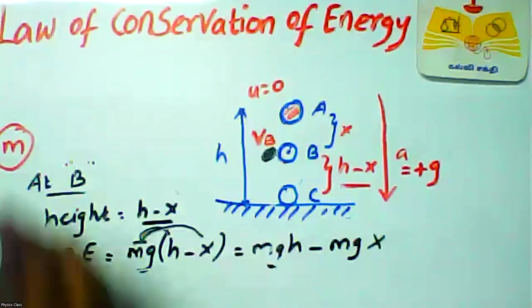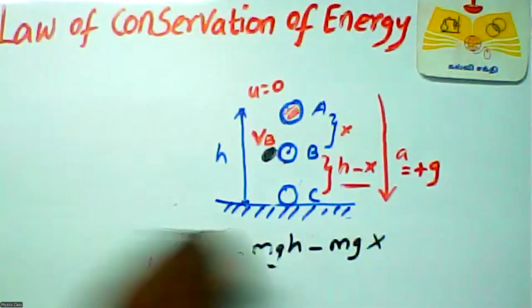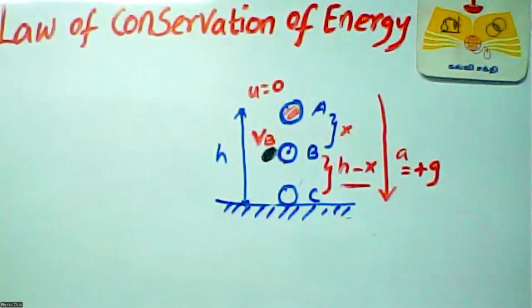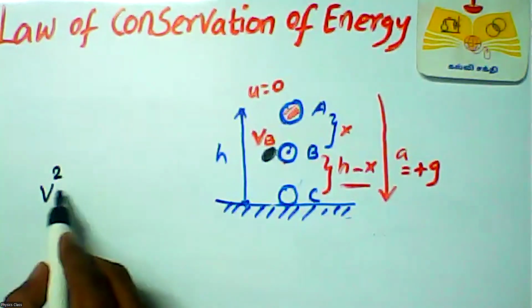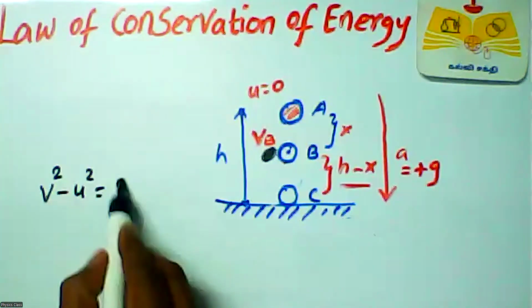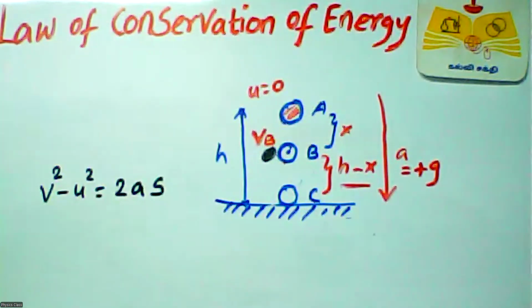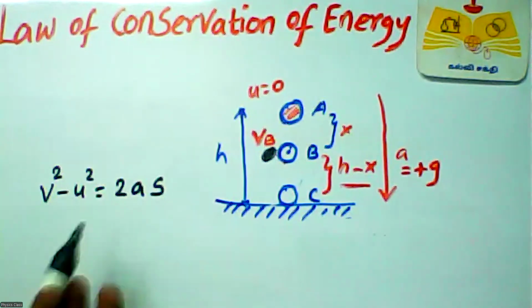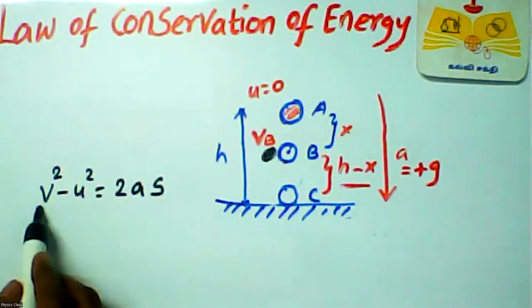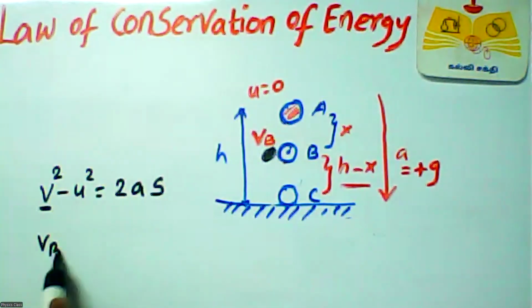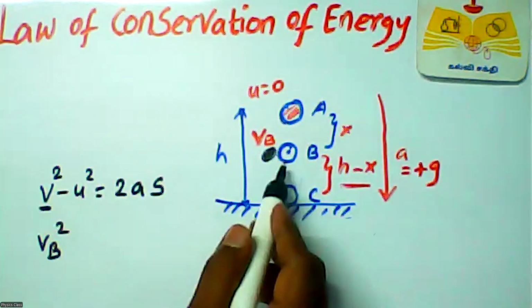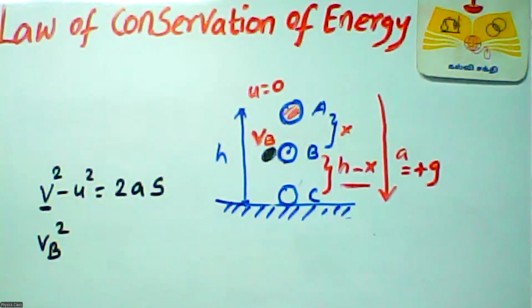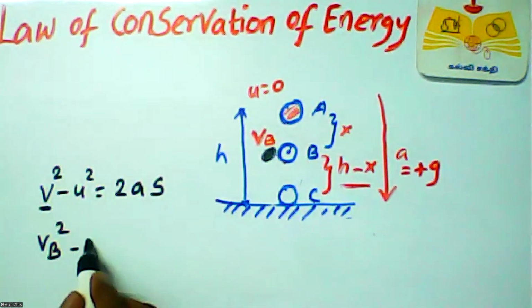In your ninth class, you may have studied the equations of motion. That formula is V square minus U square equals 2AS. You can remember the equation of motion. In this case, V is equal to VB. U means initial velocity, but here the object is already in motion, so there is no initial velocity. U is equal to 0.